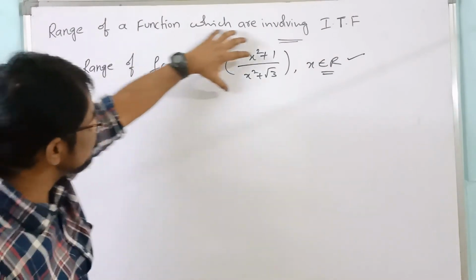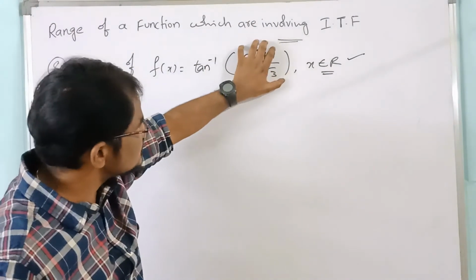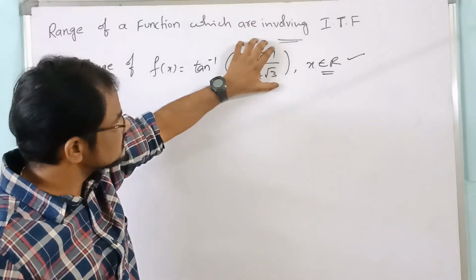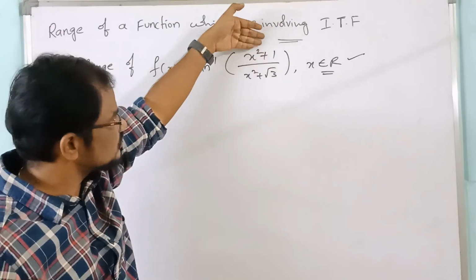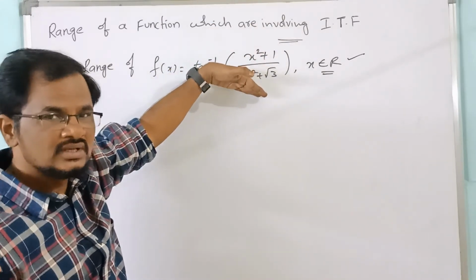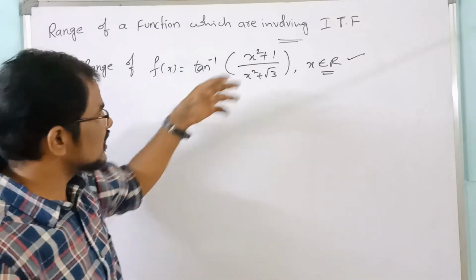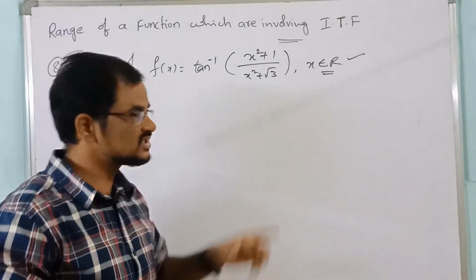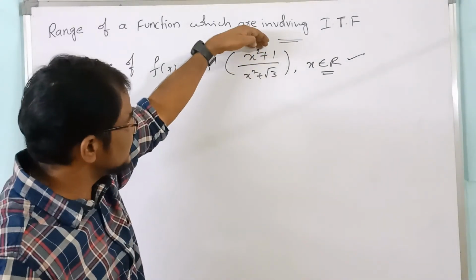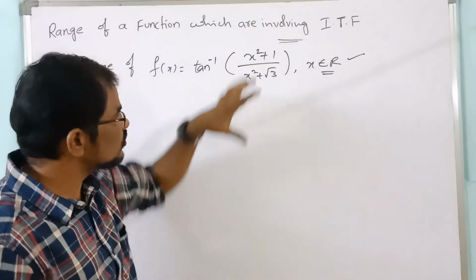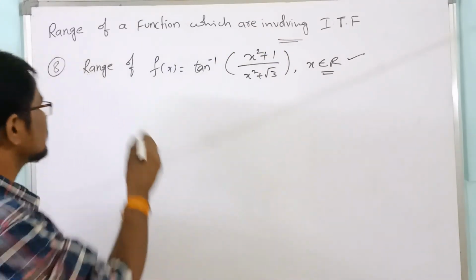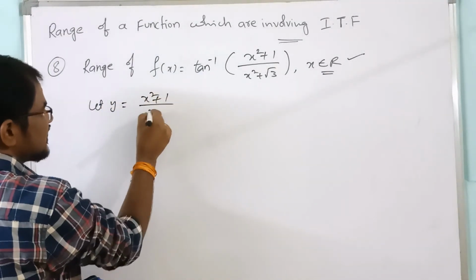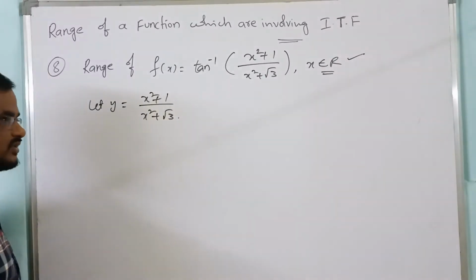To find the range of this total function, first you find the range of this one. Once you observe, this is a function involving two quadratic expressions, a quadratic expression by a quadratic expression. In algebra of functions, finding the range of functions involving a quadratic expression by a quadratic expression, how do we find the range? For that, let y equal to (x square plus 1) by (x square plus root 3), like this we have to take.